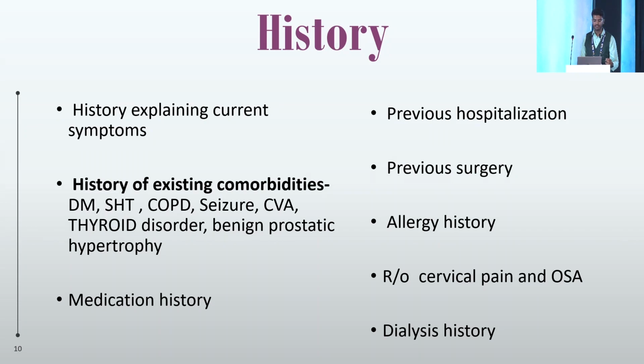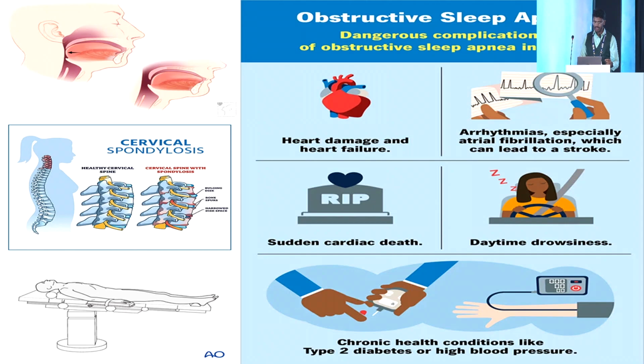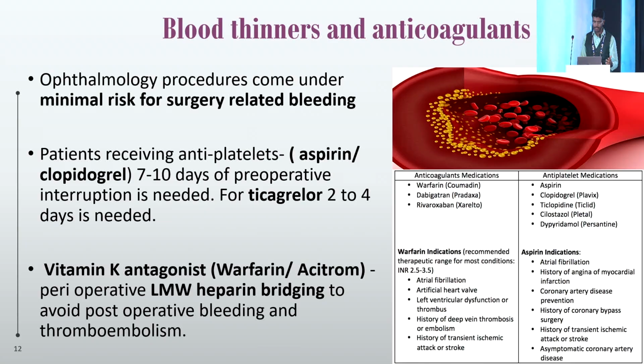BPH, like we know about floppy iris syndrome, right? So these are some important histories which can lead to a very complicated or a prolonged procedure time that can again worsen the outcome, right? And not to forget the cervical pain and obstructive sleep apnea. Now, these are two important things because the patient needs to cooperate with us during the procedure, and cervical spondylosis is one condition which makes them restless, right? And obstructive sleep apnea can be disastrous because that can have a lot of implications if the patient is in supine position for quite some time.